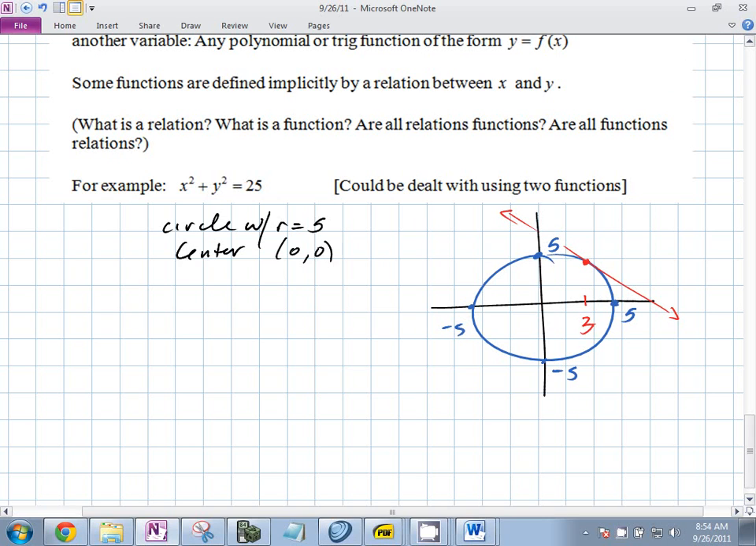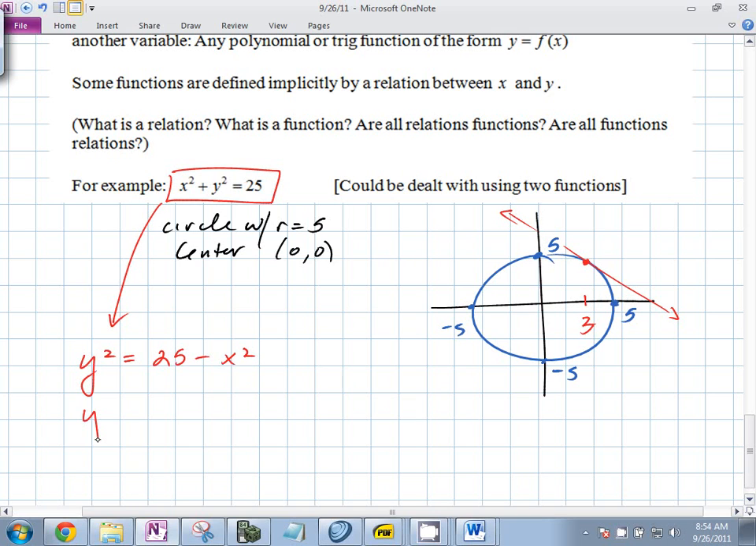Yeah, we absolutely could. The problem is, with what we know so far, can we differentiate that? No, we can't. We need things to be in terms of x. We need to isolate y. So could we isolate y pretty easily? Yeah, we know that y squared is equal to 25 minus x squared.